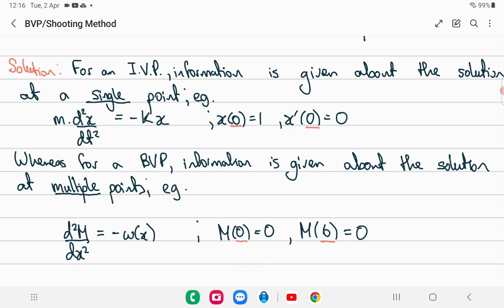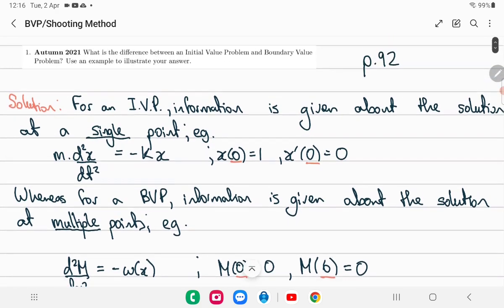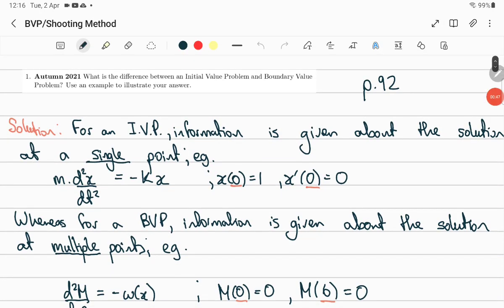So this is a spring. Mass times acceleration is the spring force, and information is given about the displacement and the velocity at a single time, 0. Okay.